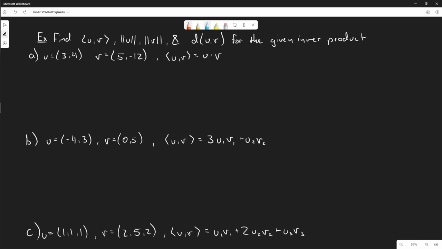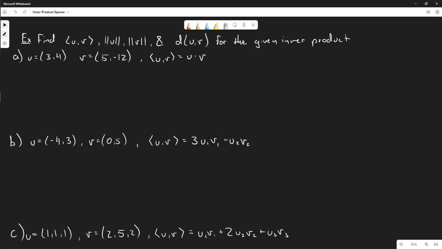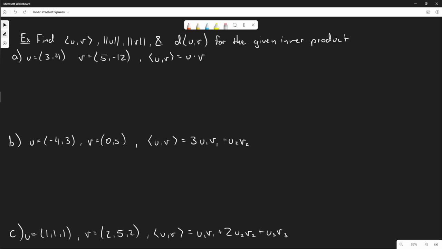The first one asks us, for starters, to find the inner product of u and v, the magnitude of u, the magnitude of v, and the distance between u and v for the given inner products. So for the first one, we are given that u is equal to (3, 4), v is equal to (5, -12), and their inner product is just the dot product. Something we've done in the past, so this should be fairly simple.